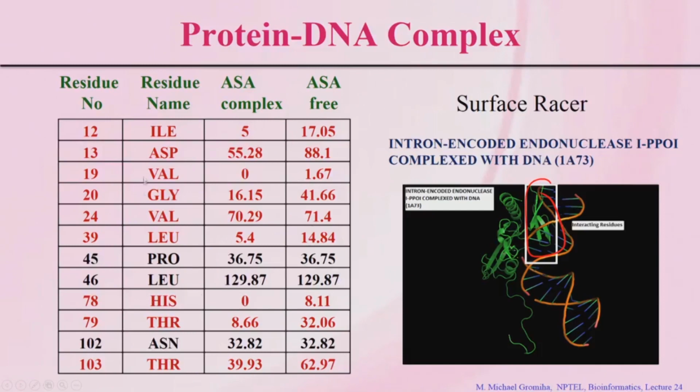But on the other hand, if you see other residues like isoleucine 12, aspartic acid 13 and 19, valine 20, glycine, this is the unbound form. When we make the complex, you can see the difference. Then we can see that these residues are interacting in the complex. In this case, what are the residues which are interacting with the DNA? Isoleucine 12, these are the residues which are marked in red. These residues you can find in this region, they interact with the DNA.